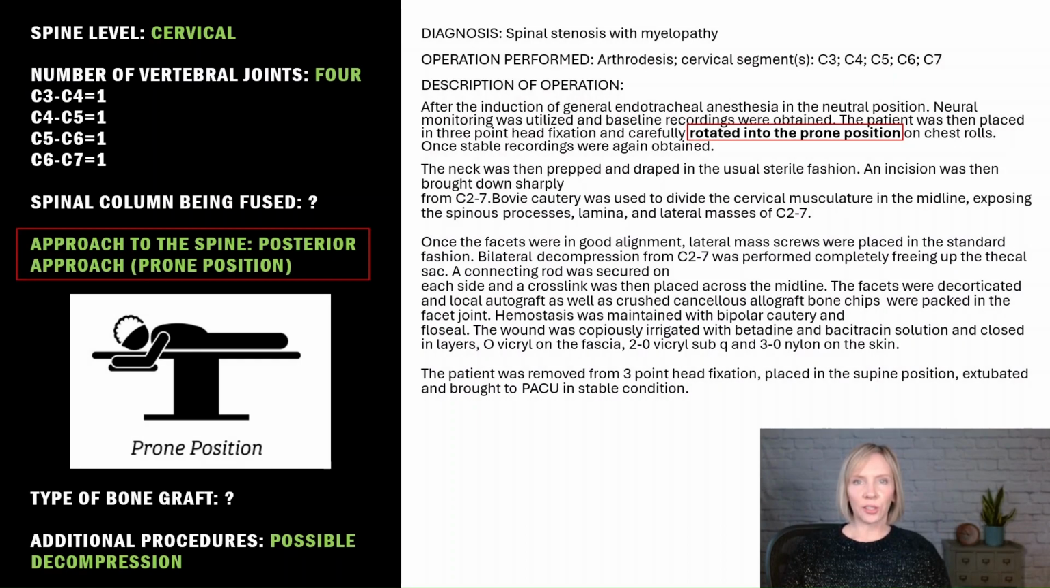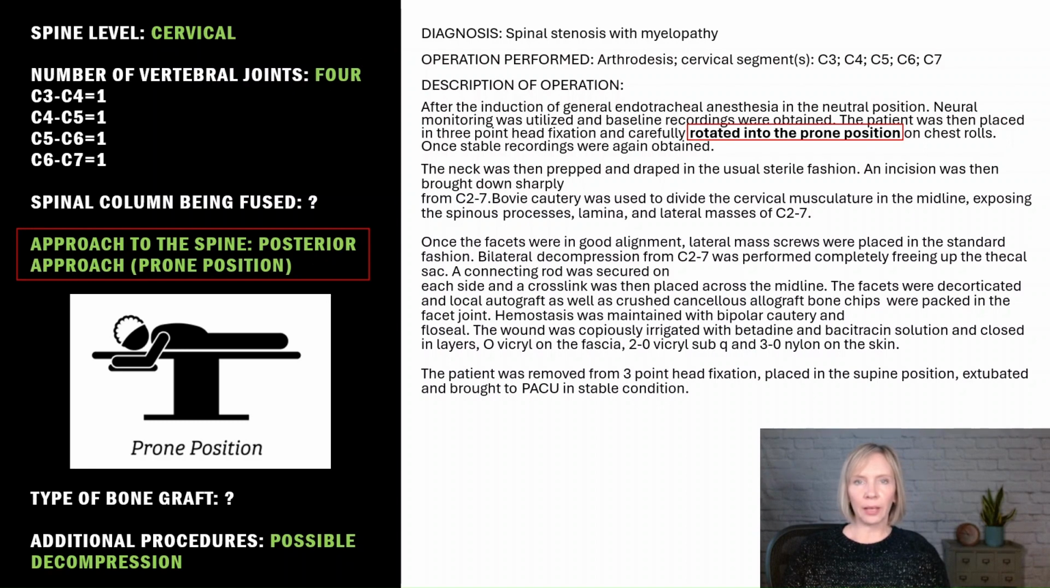Moving on to the description of the procedure, we see that the patient was brought to the operating room and prepared for the procedure. The patient was then rotated into the prone position. This particular positioning is significant because it tells us about the approach used to access the specific area of the spine that requires fusion, which we will need to know when selecting our qualifier.